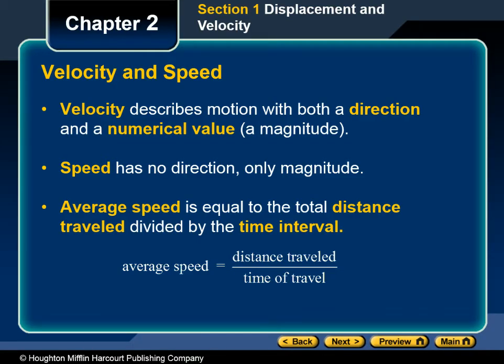Velocity is not the same as speed. In everyday language, the terms speed and velocity are used interchangeably. In physics, however, there is an important distinction between these two terms. As we have seen, velocity describes motion with both a direction and a numerical value, a magnitude, indicating how fast something moves. However, speed has no direction, only magnitude. An object's average speed is equal to the distance traveled divided by the time interval for the motion. So, average speed is equal to distance traveled divided by time of travel.